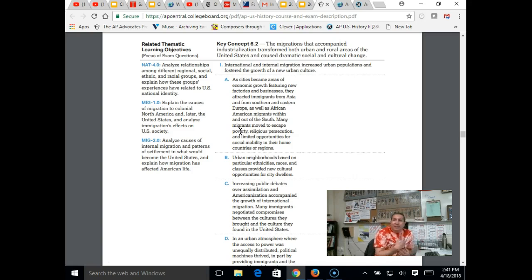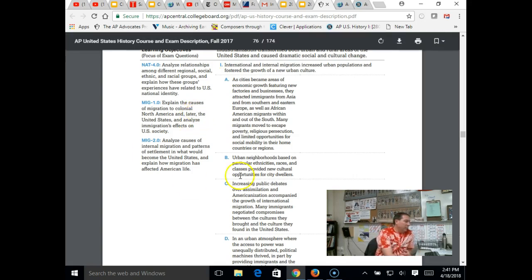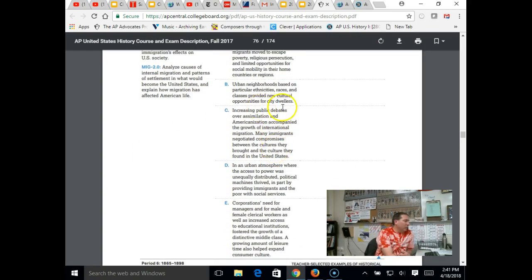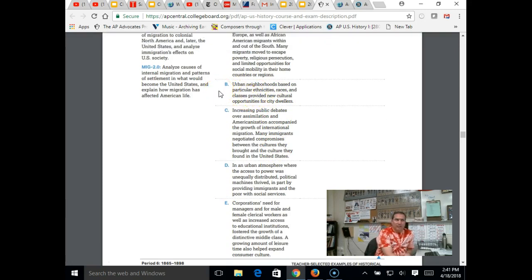We're going to find then that this nativism is going to cause a movement inwards, and so letter B talks about how there's going to be urban neighborhoods that are built based on particular ethnicities. Chinatowns, Little Italies. In Boston, you have a massive Irish population that's going to move in, and oftentimes they'll stay closely knit for protection from the nativists who don't really like them all that much.